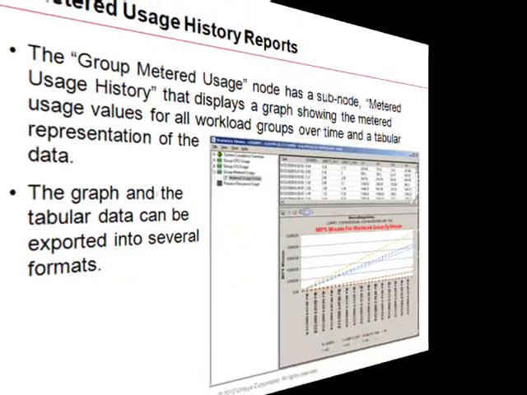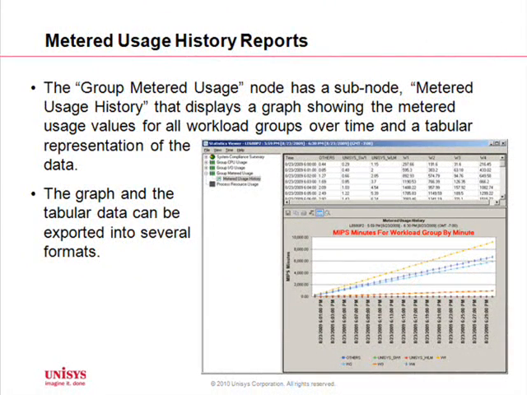The Group Metered Usage node has a sub-node, Metered Usage History, that displays a graph showing the metered usage values for all workload groups over time and a tabular representation of the data. This report displays when CPU resource consumption rates change for workload groups and the rate of change, the change in the slope of the line for the workload group.